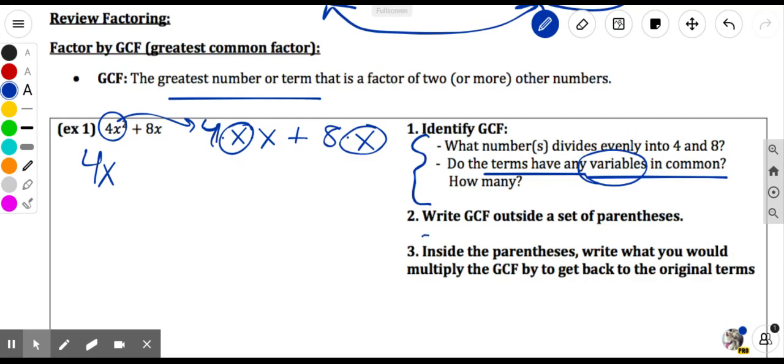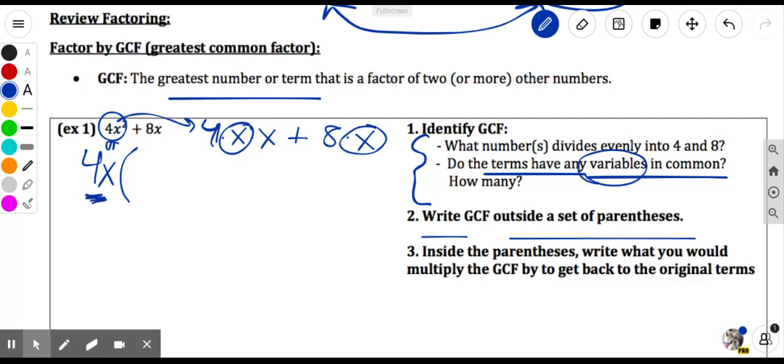Next, you write the GCF outside a set of parentheses. So like this. Remember I said that taking out a GCF is like undoing distributive property. So remember, distributive property is you have a set of parentheses with a number in the front, and then you multiply it through. We're like undoing it. We're taking out what we multiplied by.